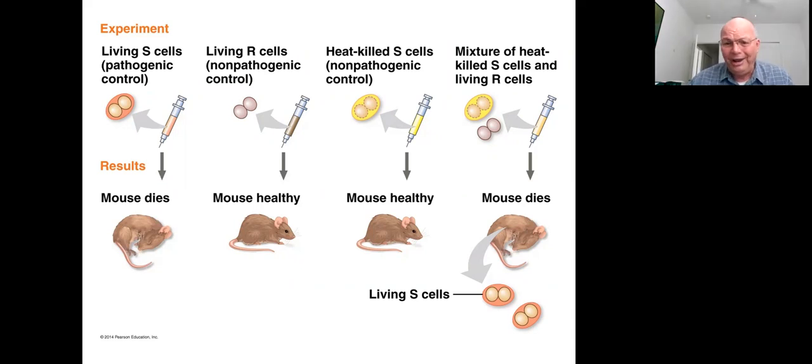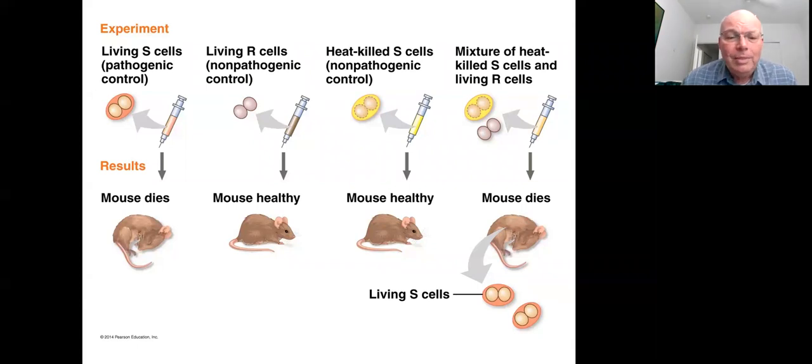Well, that explained why the mouse died, because the S cells were there. But where did they come from? The only S cells that he had injected were dead S cells. The only living cells he had injected were R cells, and those are not pathogenic. Yet the only cells that he can get out of this dead mouse are living S cells. Here's where he had his moment of insight. He recognized that those living S cells were actually some of the living R cells that had been transformed into living S cells. And he actually used the term transformed and called this process transformation.